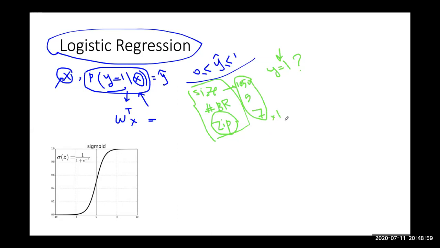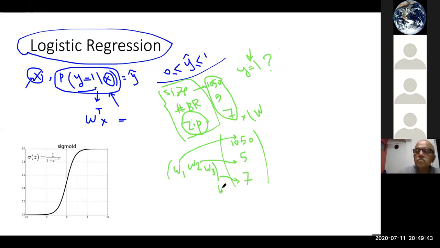okay? I want to find a set of weights, W. If I put these in a vector, these are my information, okay? And I want to find a weight associated with size, a weight associated with number of bedrooms, and a weight associated with the zip code, so that when I multiply, this is a 1 by 3 vector, this is 3 by 1. If I multiply it, I will have a single number, right?